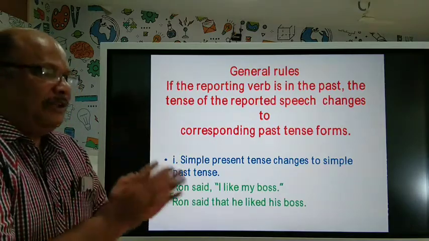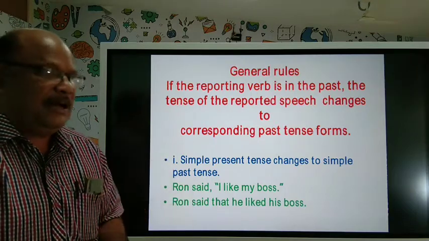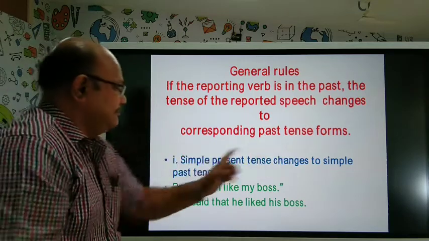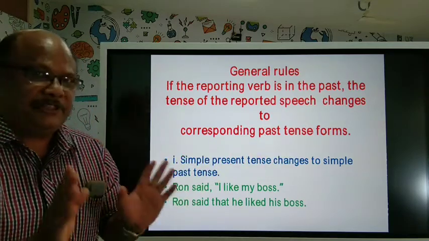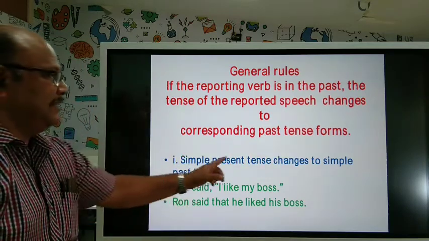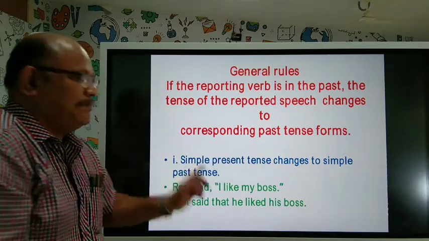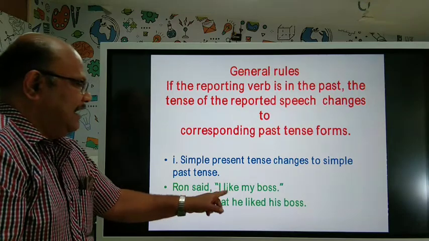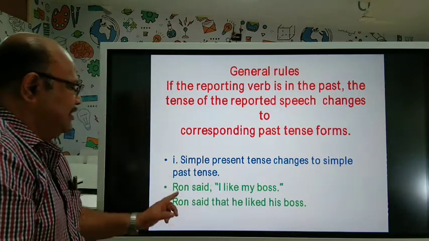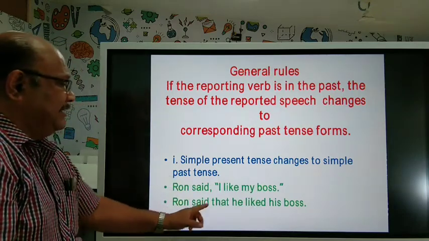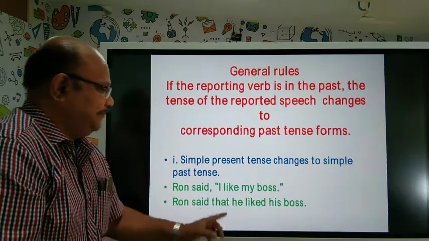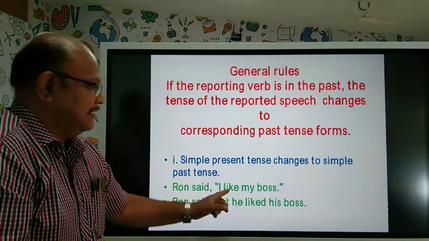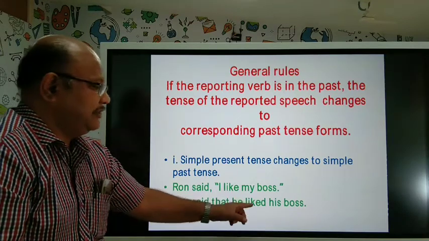If the reporting verb is in the past, then simple present tense changes to simple past tense. This is the first rule. Simple present tense changes to simple past tense. Now look at the example. Ron said, I like my boss. Ron said that he liked his boss. Like changes into liked. Simple present tense changes to simple past.